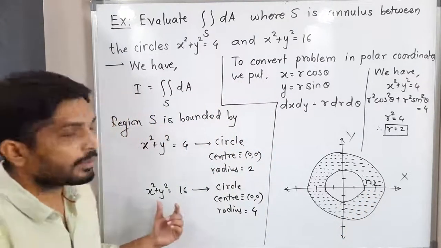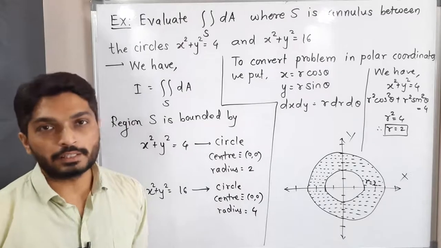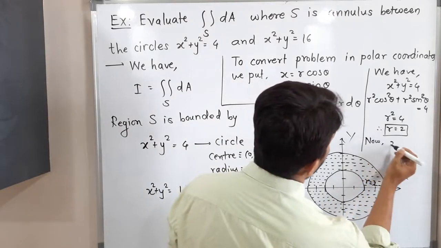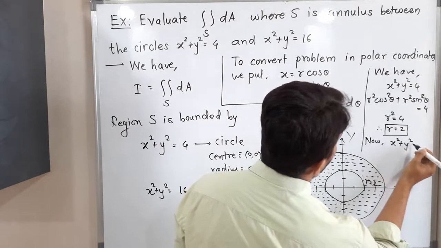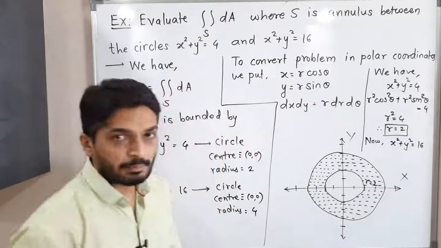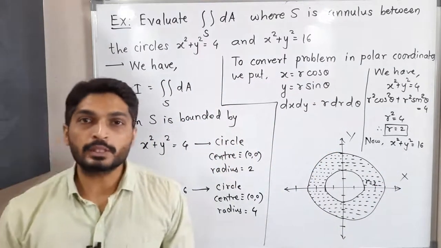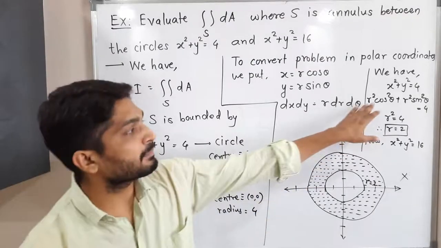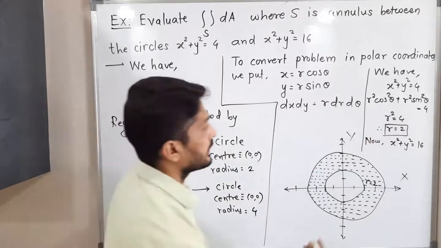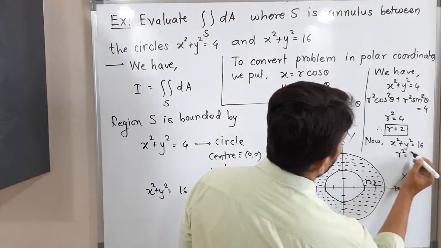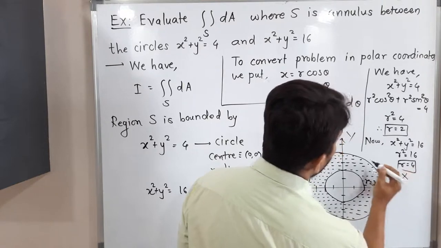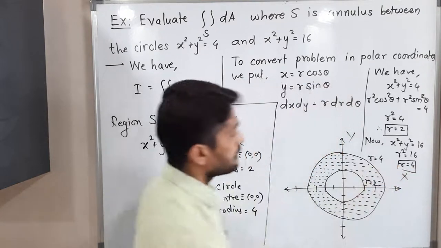After that we have one more circle, so let us convert it into polar form. The equation is x square plus y square is equal to 16. The same thing we are going to do, putting x is equal to r cos theta, y is equal to r sin theta, and we finally have r square is equal to 16. Taking the square root of both sides, r is equal to 4. So the equation of the outer circle is r is equal to 4.